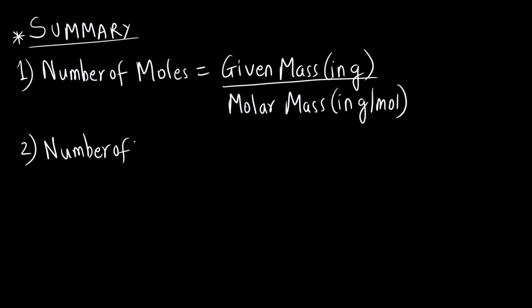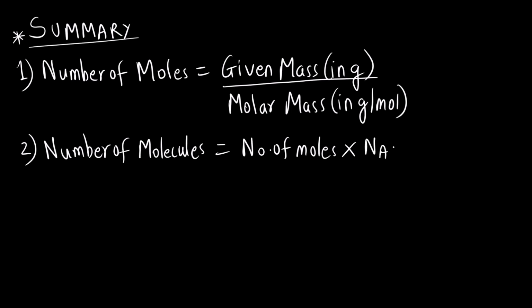So this was the first formula, and let us now write down the second formula, that was for number of molecules. Number of molecules is nothing but number of moles of that particular substance into Na or Avogadro number, that is 6.022 into 10 raised to 23.